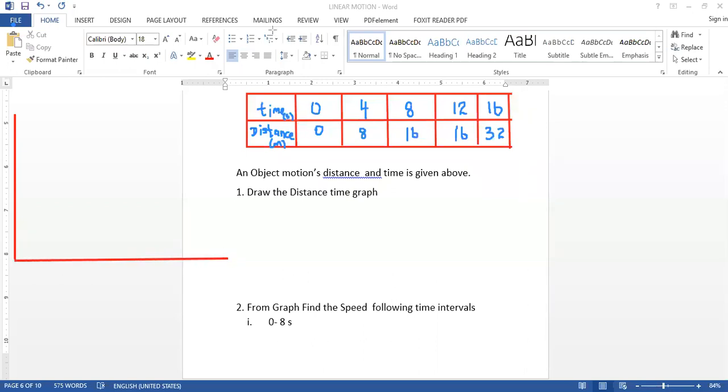And from this one, here the velocity, sorry, I used to do this velocity. This is distance and this is time. Here seconds and here meters. This point is 0. When time is 4, the distance is 8. So I take 8 here. Then 16 here. Another maximum distance would be 32 here.